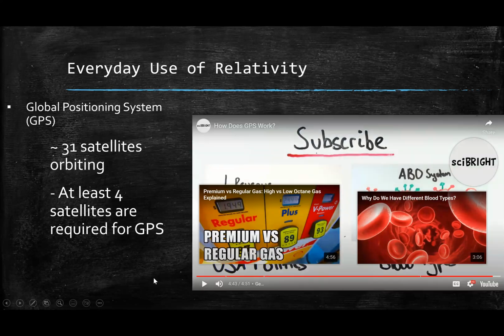All right, so I hope that helped you understand a little bit about the application of special relativity and general relativity as it is applied to our GPS or global positioning system. Thank you, and that is the end of chapter 7.